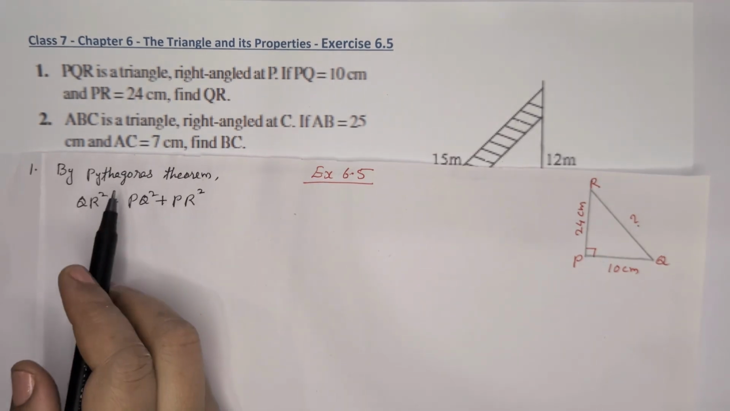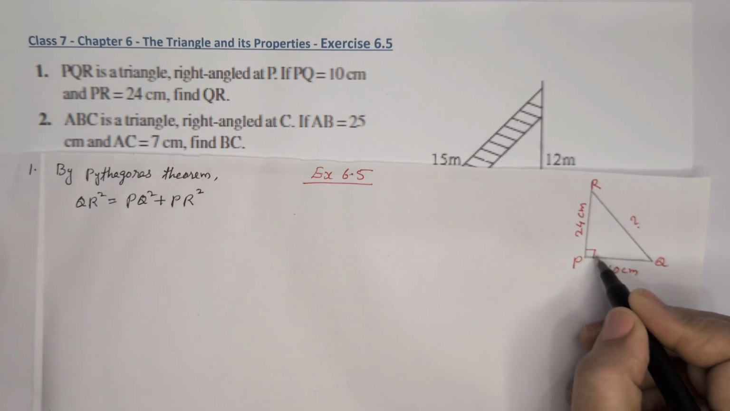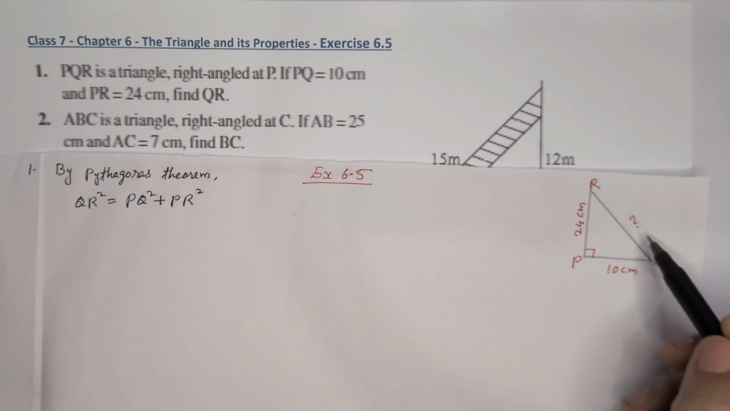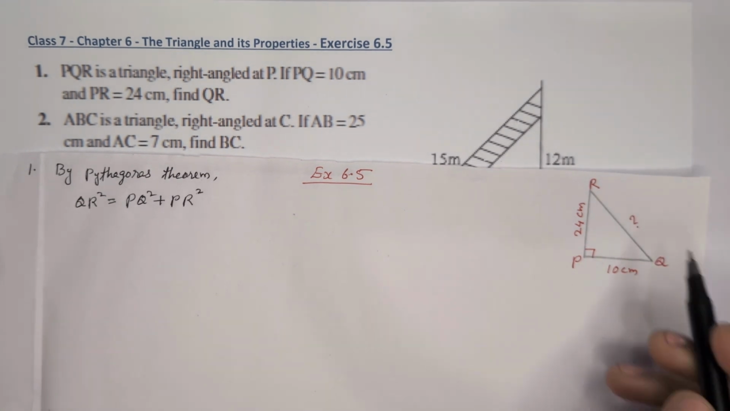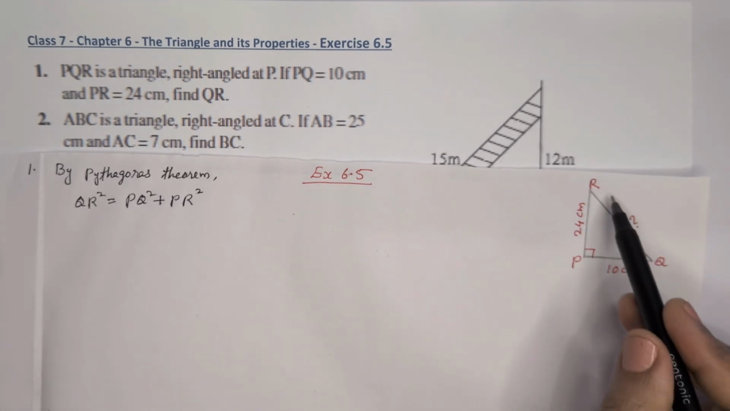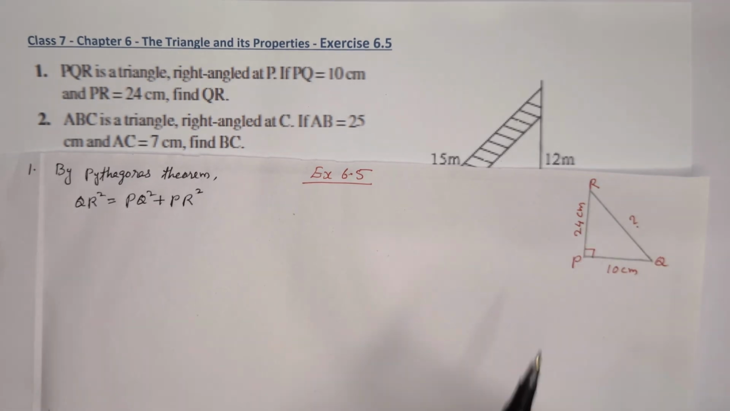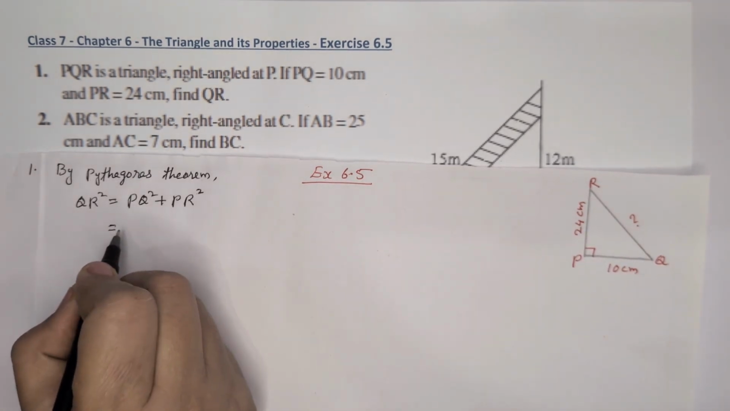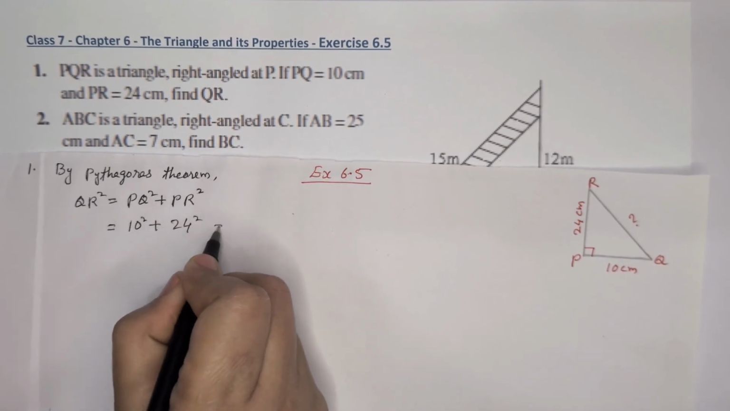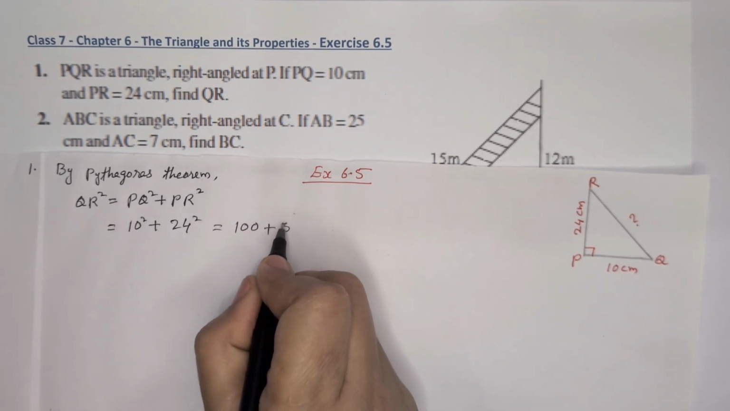Exercise 6.5. First question. PQR is a triangle, right angled at P. PQ is 10 centimeter, PR is 24 centimeter. Find QR. So by Pythagoras theorem, we know that base square plus altitude square is equal to hypotenuse square. So here we have to find QR, that means the hypotenuse. Hypotenuse square is equal to base square plus altitude square. So we can put the values here. PQ is 10, so 10 square plus PR, that is 24 square, which is equal to 10 square is 100 and 24 square it will come 576.